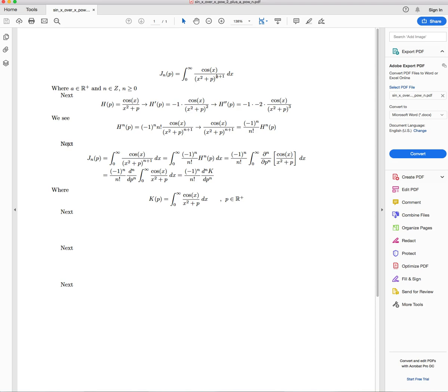If I had started, though, with a non-integer value, so let's say I started with the square root, it wouldn't be in increments of integers. It would be 1/2, 3/2, 5/2, 7/2. So we can actually include other cases.